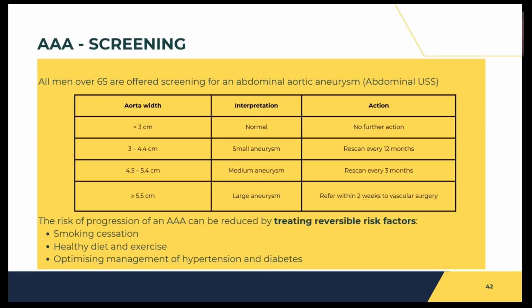So this slide basically shows the standard screening and follow-up protocol. So if they're less than 3 centimeters, there's no further action, there's not a risk. If it's between 3 and 4.4, they need to rescan every 12 months just to see how it's progressing over time. If it's between 4.5 and 5.4, you need to rescan every 3 months. And if it's over 5.5, it would suggest large aneurysm and they need to be referred within 2 weeks to vascular surgery. It's worth pointing out that modifying risk factors, for example, smoking cessation, blood pressure control, could significantly impact progression and can help.